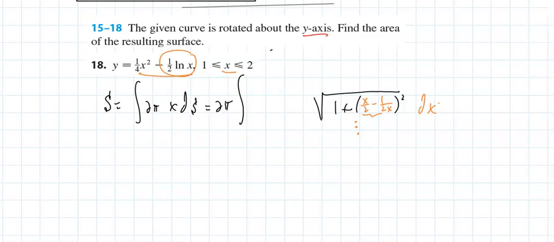Now, what's the most confusing part of this section? Do I leave this as x? Well, if this is the x, then yes. You just leave that as an x. You're done.